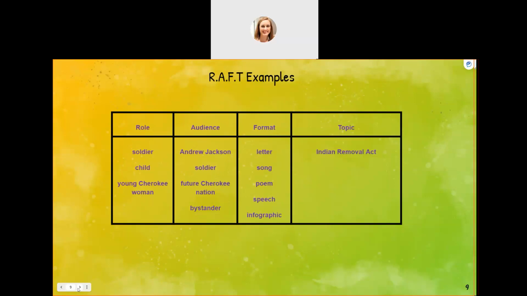So this one is a little more rigid because they have to stick to the Indian Removal Act for their topic. And then they only have a select number of choices under each topic area or role, audience, format area. So again, they have choice, but it's just a little more narrow choice.